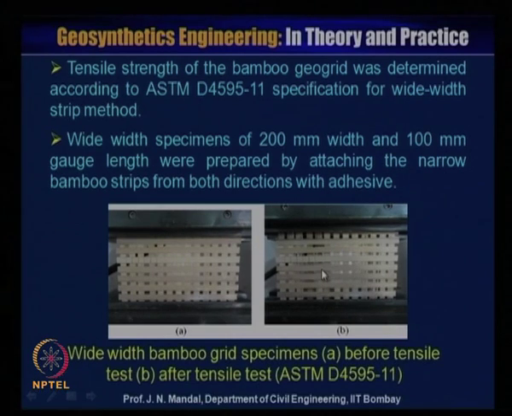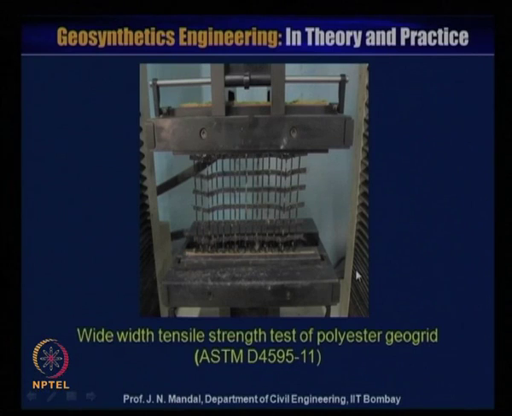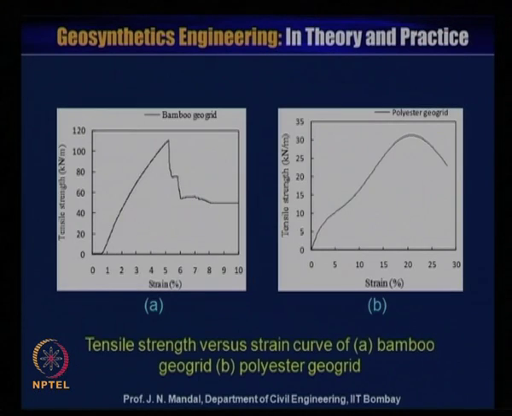You can see the behavior of the bamboo geogrid before and after, and how it failed. Because we are also comparing with the polyester geogrid, this is the wide width tensile strength of the polyester geogrid with the same specification, and you can see the result, the tensile strength versus strain curve. A is the bamboo geogrid, and this is the polyester geogrid.